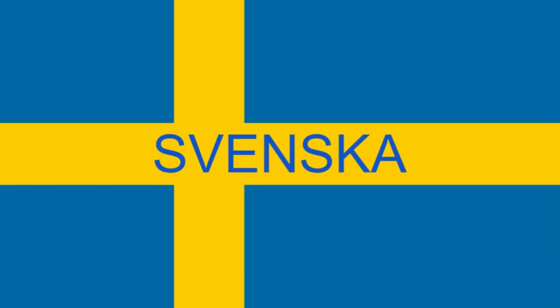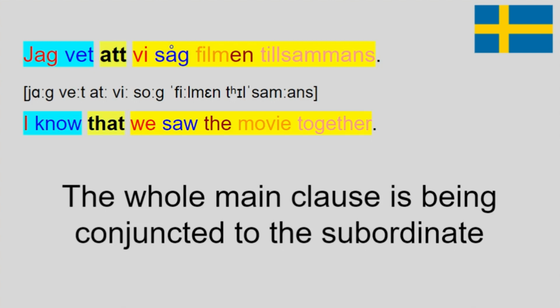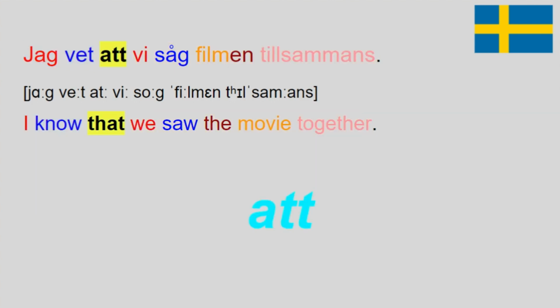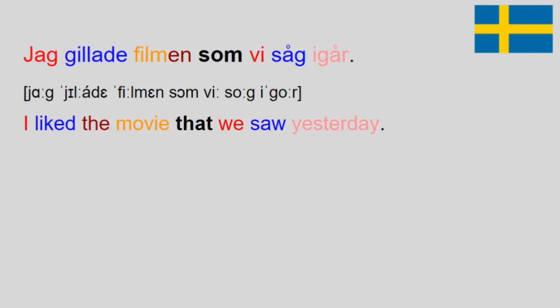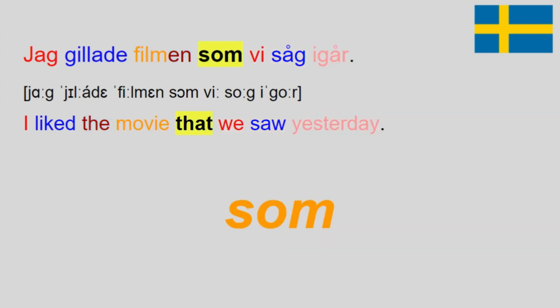Swedish is an example of this kind of language, so as an example sentence, Jag vet att vi såg filmen tillsammans. This means I know that we saw the movie together, and in this sentence, the word that is connecting the entire main clause to its subordinate, and the Swedish word is att. However, take this other sentence, Jag gillade filmen som vi såg igår, which means I like the movie that we saw yesterday. In this sentence, that connects just the movie to the subordinate clause, so here the Swedish conjunction is som. Som is also the word for the preposition like, by the way.